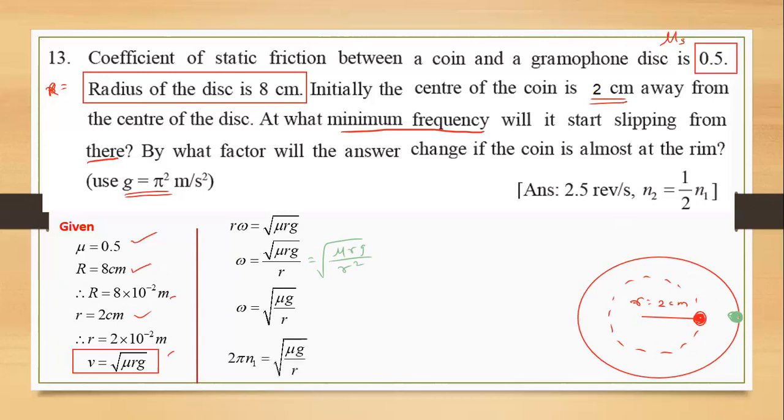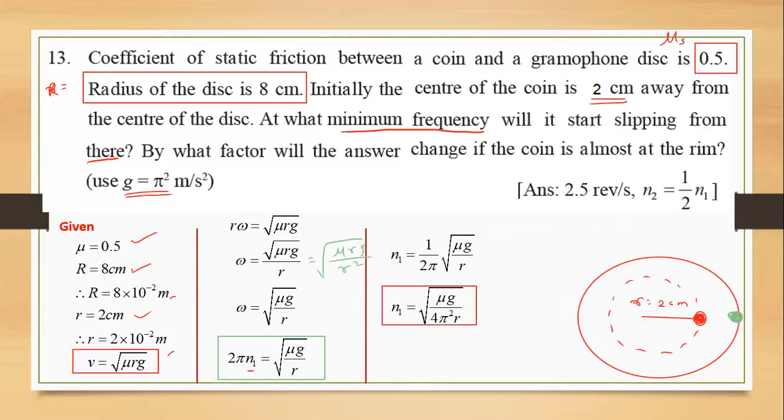And omega is 2 pi into frequency. This is the formula, and we have to find out the frequency, N1. We transfer 2 pi to that side. So N1 is equal to 1 upon 2 pi under root mu g by R. That 2 pi we can also send inside the square root, so it is 4 pi square. Okay, so this is the formula which we have to use. I hope you understood how we get this formula.